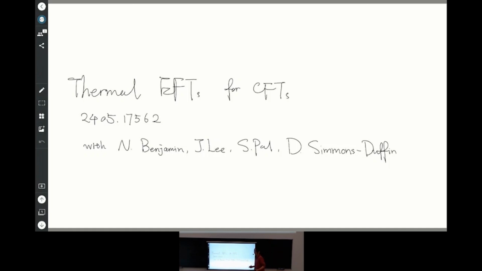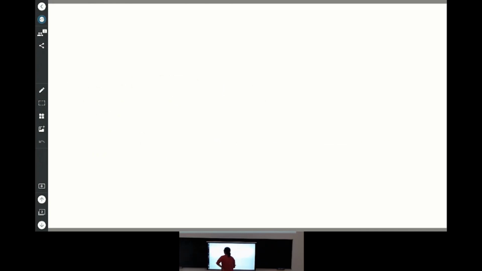So what is a thermal effective field theory? What I want to convince you is that thermal effective field theories provide a framework to organize the information about the conformal field theory in such a way that it often reminds you of modular invariance in 2D CFTs. Hopefully by the end of my talk, it will be clear why that is the case. Let me start by quickly reviewing what thermal effective field theories are and what they are good for.